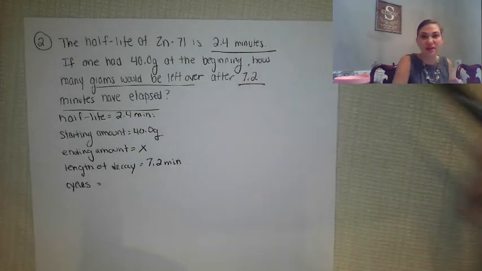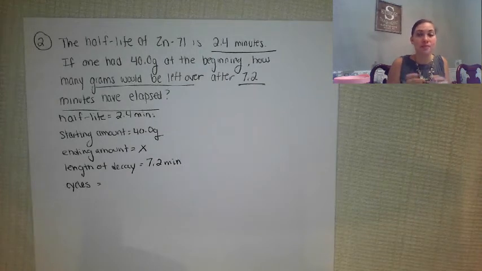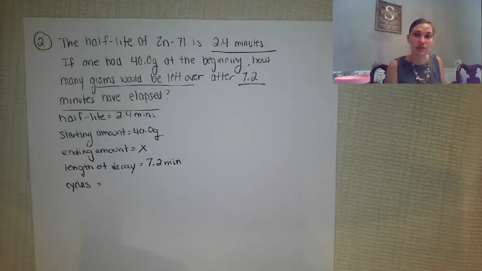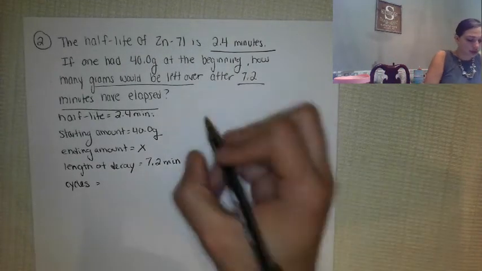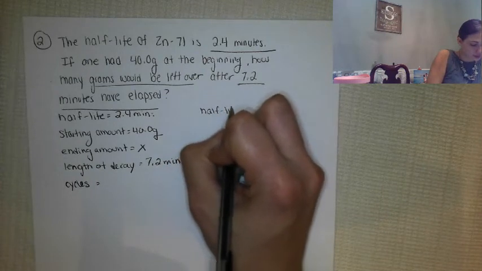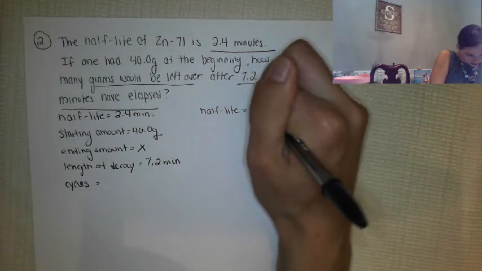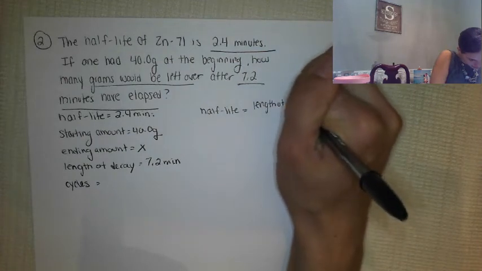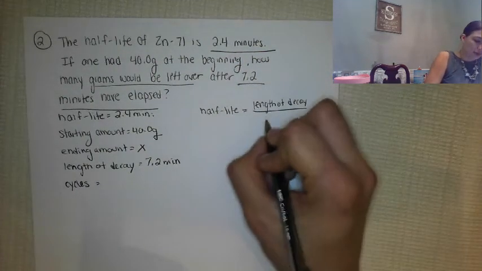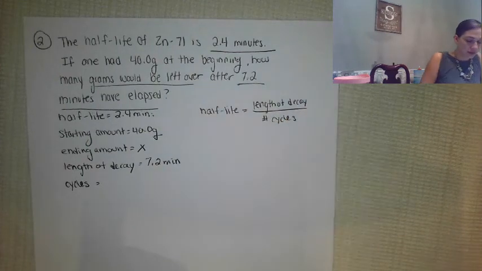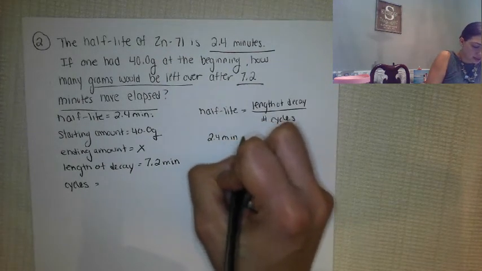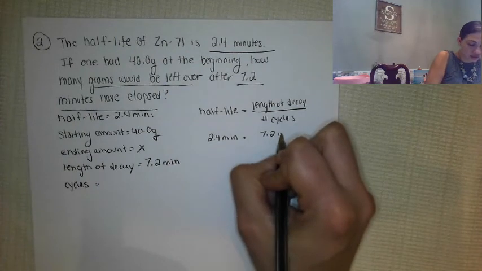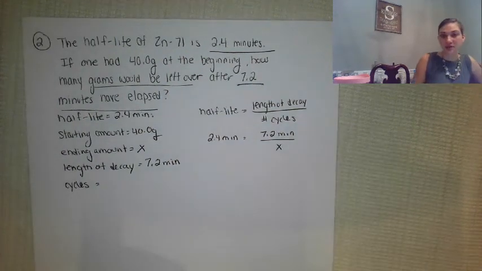They're either going to give you two values of mass, or they're going to give you two values of time, and then it tells you whether you're starting with division or if you're starting with decaying. This one we're going to start with division. So we know that the half-life is equal to the length of the decay divided by the number of cycles. We know that the half-life is 2.4 minutes, and the length of this decay was 7.2 minutes, and we need to figure out how many cycles this went through.